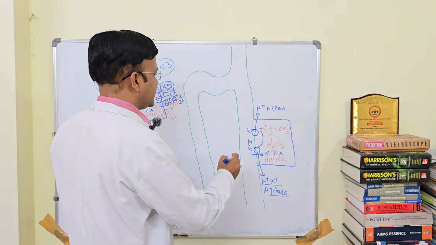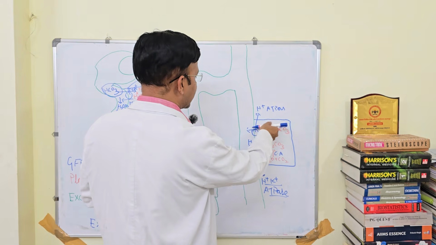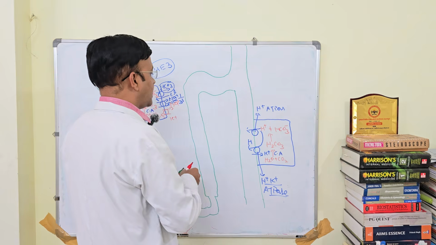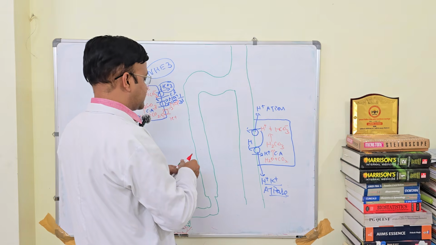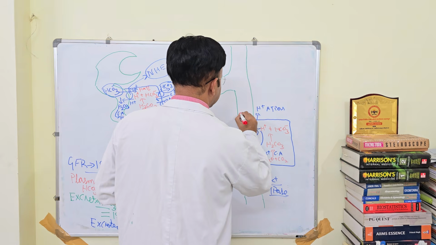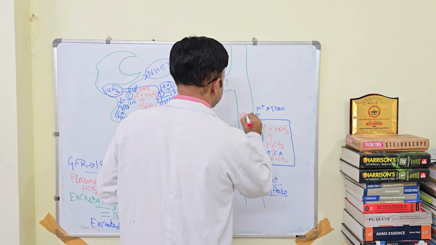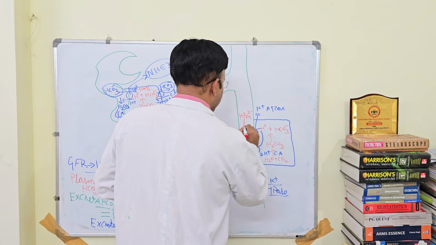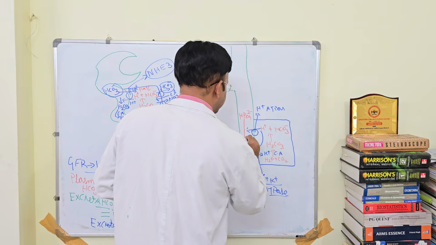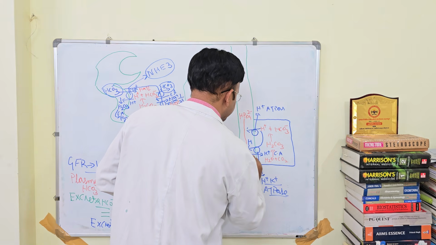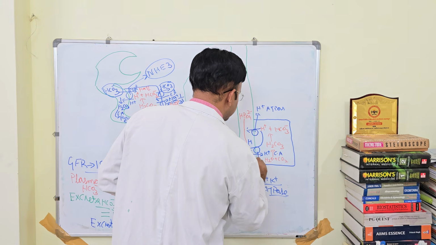This is called H plus K plus ATPase. Okay. Now this H plus which is being excreted out will combine with our titrable acid, HPO4 2 minus, right? And then after combining with this H plus, what will it become? It will become H2PO4 minus and be excreted out, right?